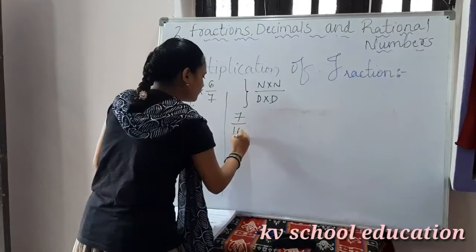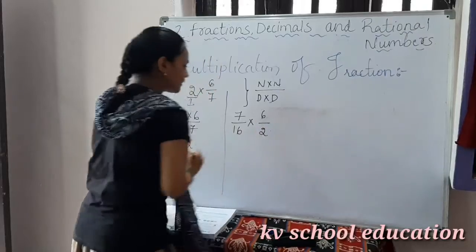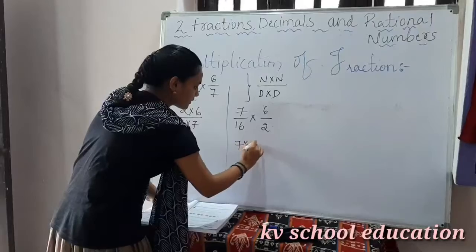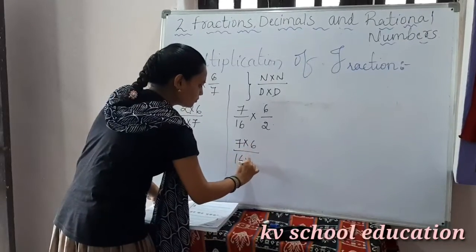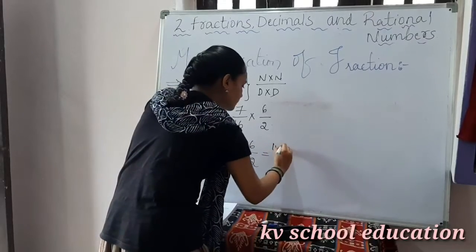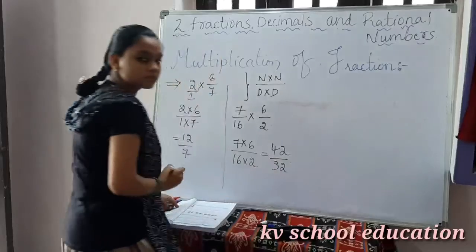7 by 16 into 6 by 2 will take. So numerator into numerator. So 7 into 6 by 16 into 2. So 7 6s are 42 and 16 2s are 32. So this is the answer.